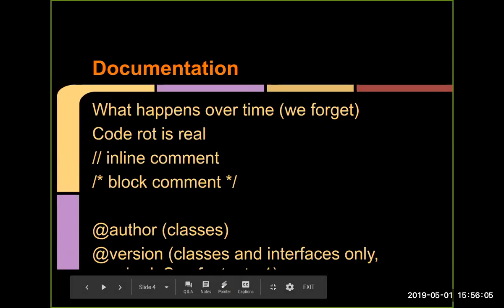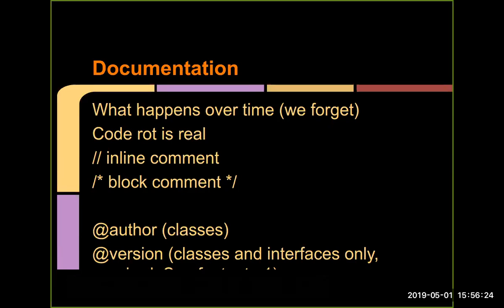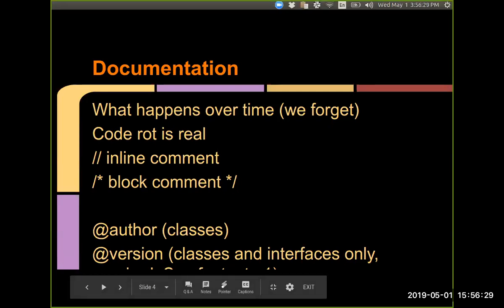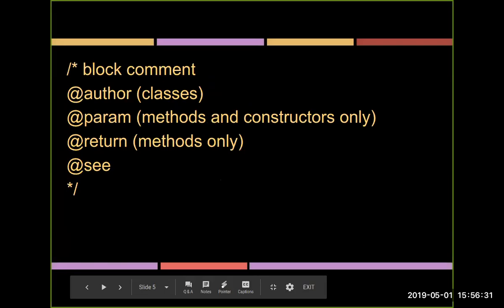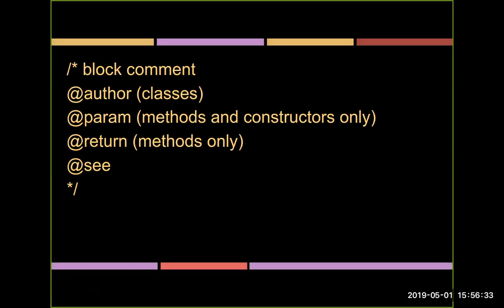And then we have these cool little flags that we have, like @author of the class. So what's inside of the parens is when you would use them. So for the author tag, you'd only use it at the top of the file, so like the top of the class file. I think I have them down here. Yeah, here we go. So a block comment would look something like this.